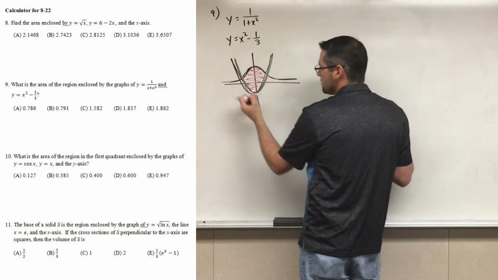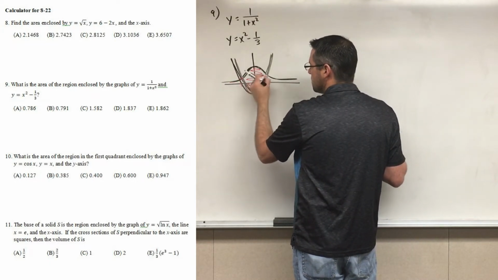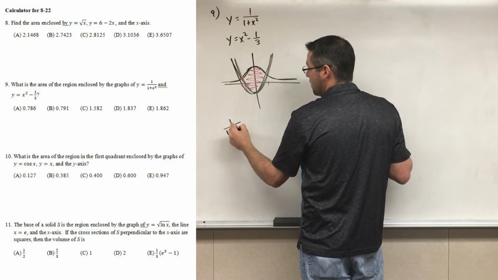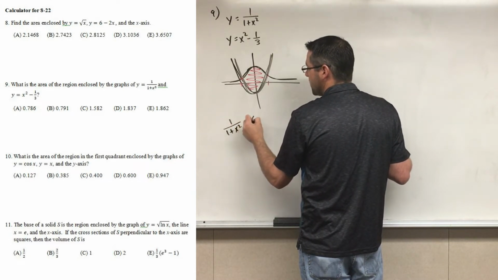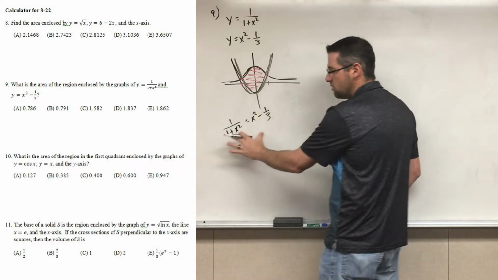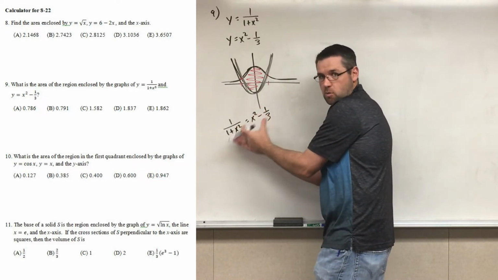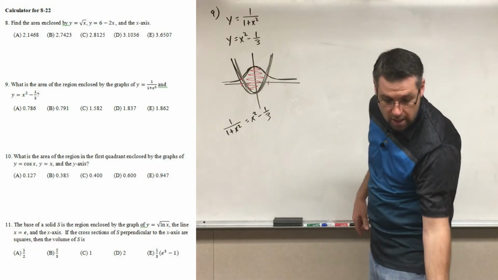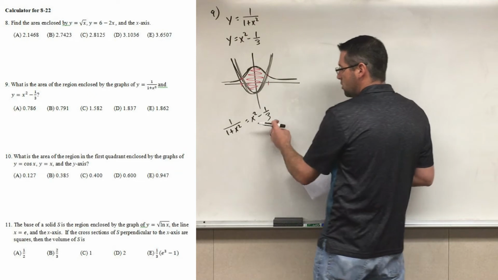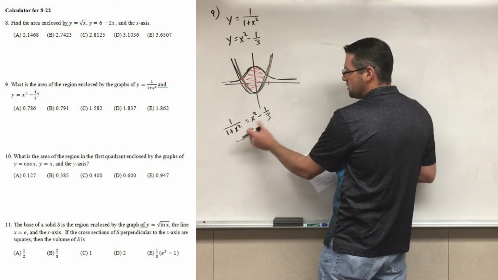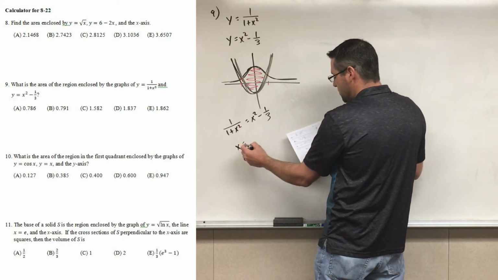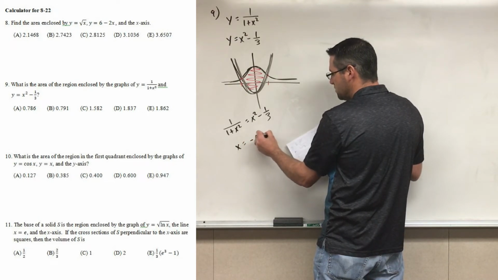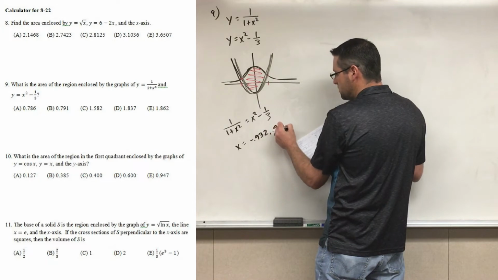So what we have to do first is find their intersections. And so we will set those equations equal to each other. 1 over 1 plus x squared equals x squared minus 1/3. We're writing the equation down, but we're not doing the work on our own. We're relying on our calculator to do that actual work. So we type that in y1, type that in y2, find the intersections. We actually get two intersections, and they are opposites. One is negative 0.932, and the other one is 0.932.